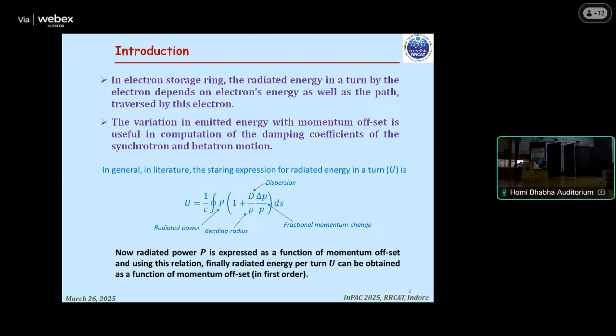In electron storage rings, the loss per turn for any electron is given by this formulation. Here D is the dispersion, rho is the bending radius, and delta P by P shows the fractional momentum offset of the particle. This shows the path of the electron followed in a ring, and this is the power radiated by the electron. This formulation depends on two factors: one, the electron's energy, and the other, the path followed by that electron.